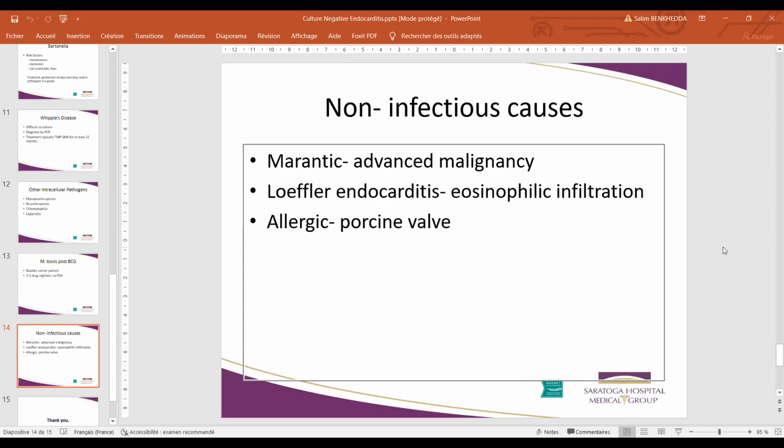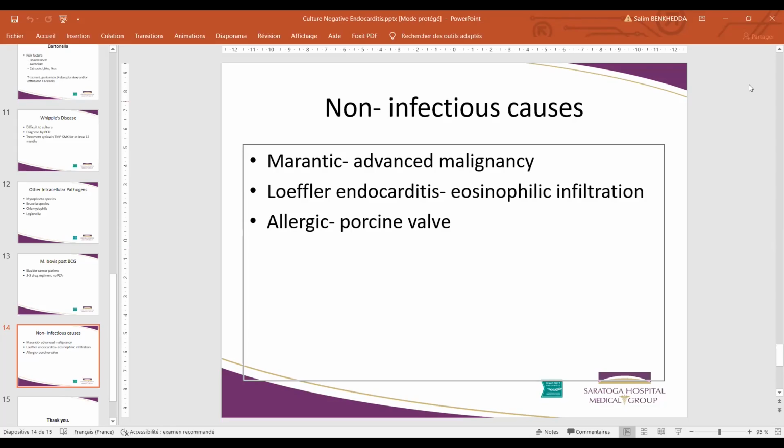A second one, Loeffler's endocarditis, which is an eosinophilic infiltration of the myocardium. And in this case, the patient had an underlying hematologic malignancy and acute leukemia, right? And this is proven by biopsy as an extremely rare cause of endocarditis.